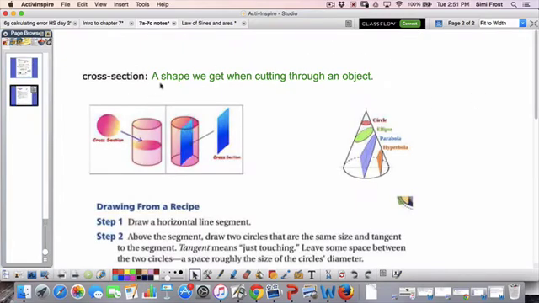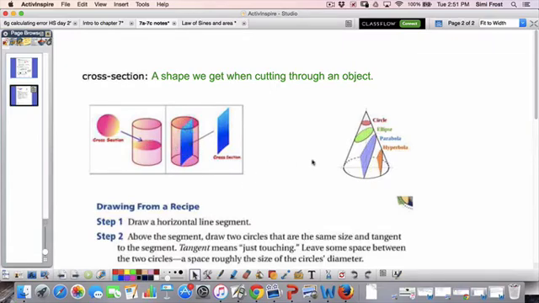Okay, so all of this is leading to explaining what a cross-section is. A cross-section is a shape we get when cutting through an object. So the basic ones that we're going to be looking at can also be thought of as shading from a side. So here we see the cylinder again, and instead of shading, it's been cut out in the middle here where you get a circle. Or it's been cut out vertically here and we get a rectangle.